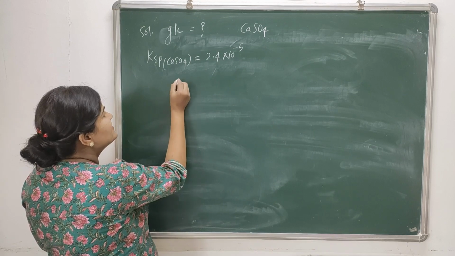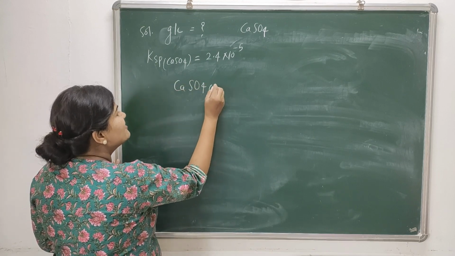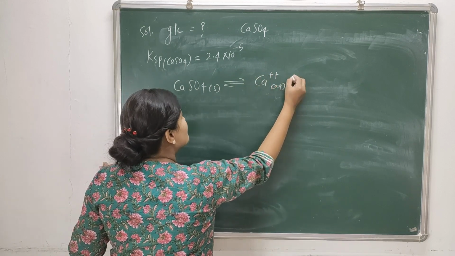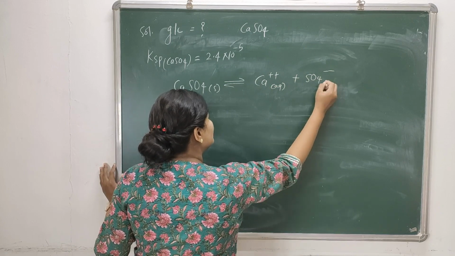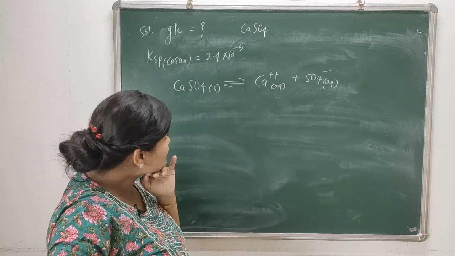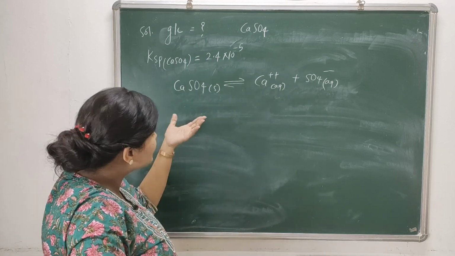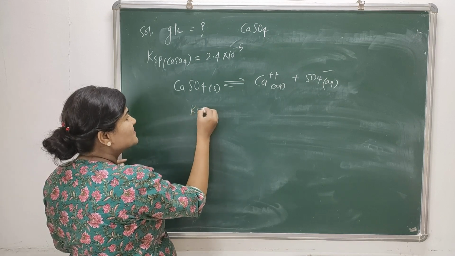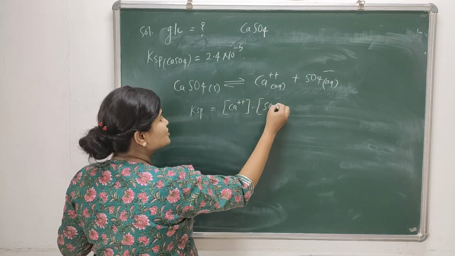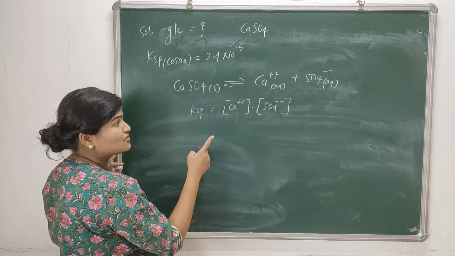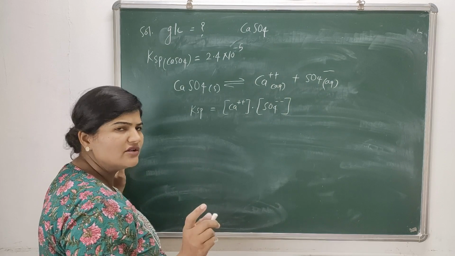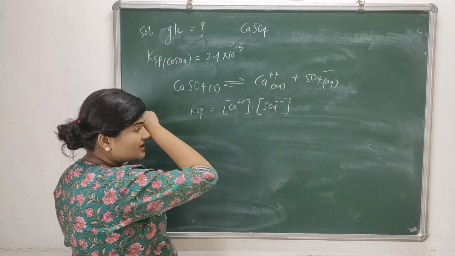So what we will first do, we will write the equation for calcium sulfate. If I dissolve the solid calcium sulfate, it is going to give me calcium ions plus sulfate ions, right? Ca2+ plus SO4 2-. Now I will write the Ksp equation. So Ksp for calcium sulfate will be concentration of calcium ions into concentration of sulfate ions. Now here also we are fortunate that there are no stoichiometric coefficients, otherwise we would have to consider the powers. So this can be the equation for Ksp.